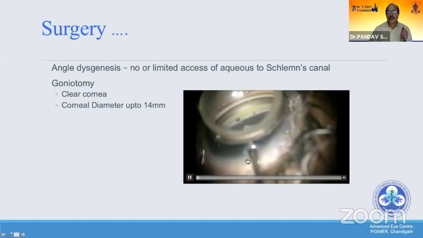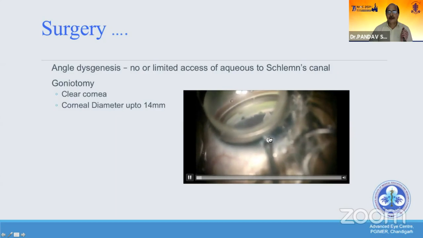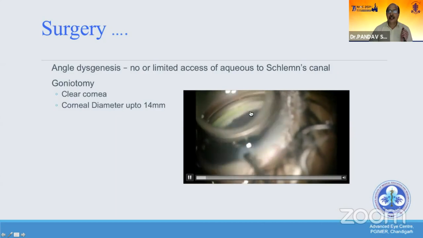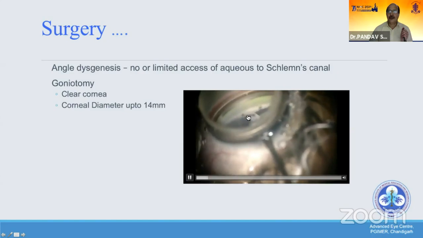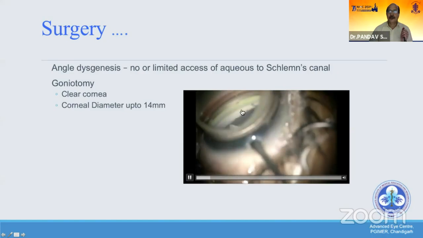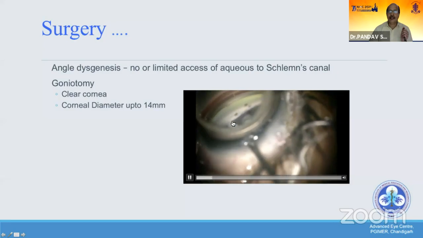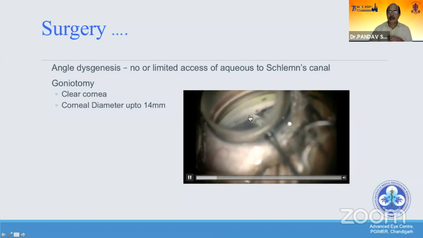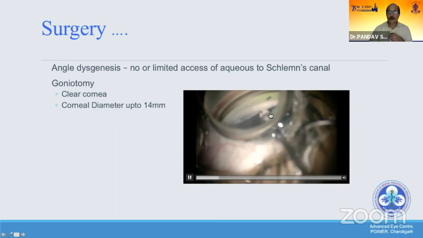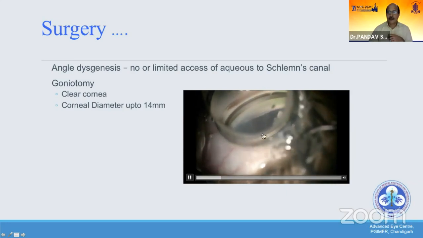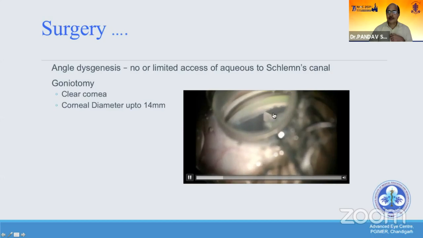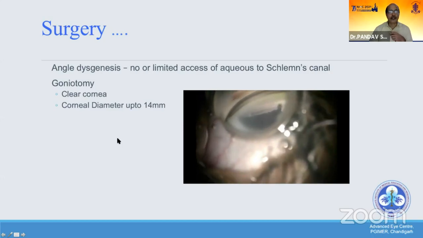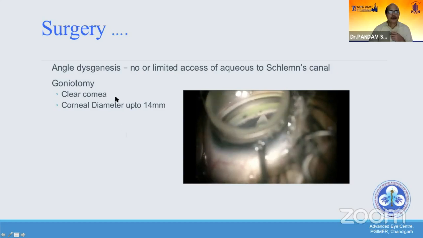So what you do is you go through with an MVR knife and identify the angle structures, and again try to cut this tissue. When you cut this tissue, the iris will fall back a little bit, and try to do it as much as you can, at least 110 degrees, or 2 quadrants. Through a single port, you can make multiple ports to achieve a larger extent of trabeculotomy.